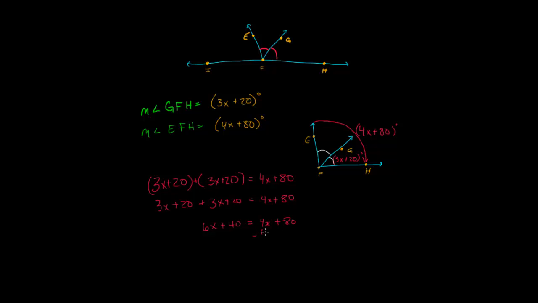I'm going to subtract 4x from this side and subtract 4x from this side as well. I'm also going to subtract 40 from both sides. That way we can quickly say 2x equals 40. Divide both sides by 2. That leaves you with x equals 20. It just wants you to solve for x, so at that point you have your final answer.